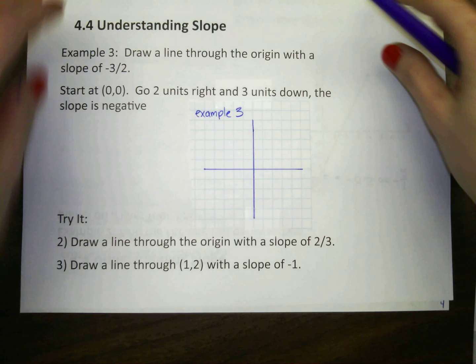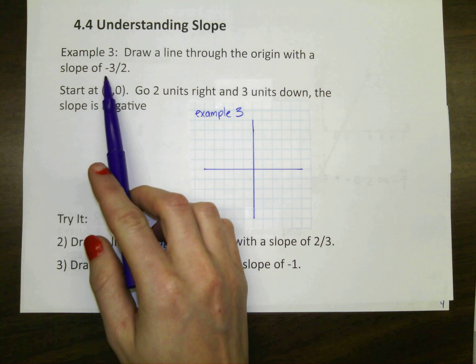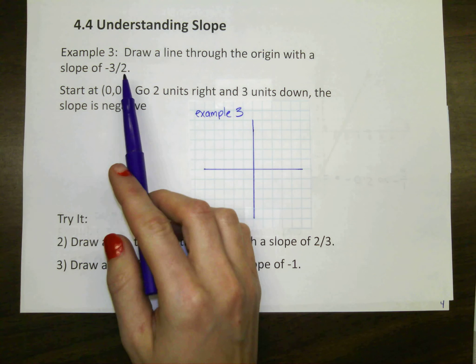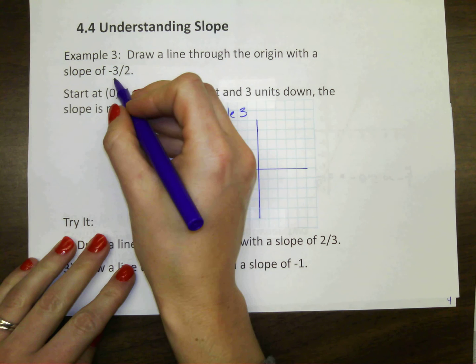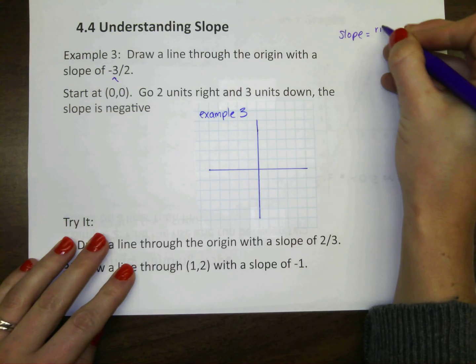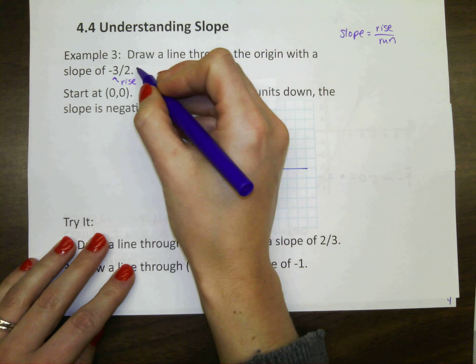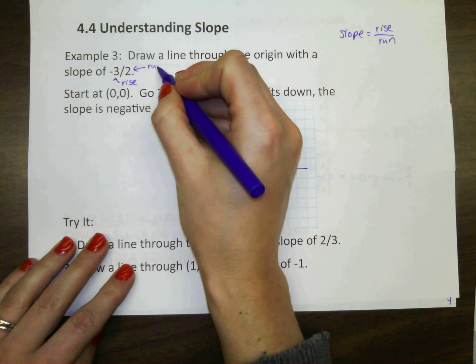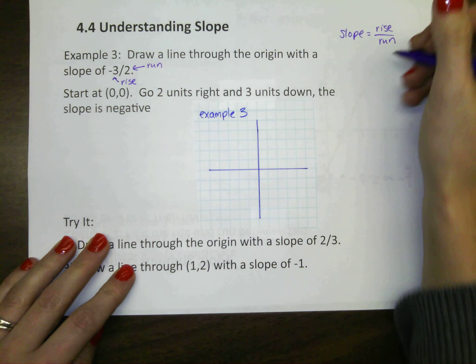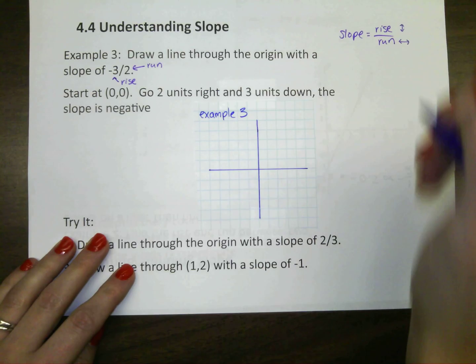The third type of problem you may encounter is, can you draw a line when they give you not the equation, but they tell you through the origin, and they give you the slope of -3/2. Remember, because slope equals rise over run, the -3 is our rise, and the 2 is our run. Remember that the rise is our vertical direction, up and down. Our run is side to side.